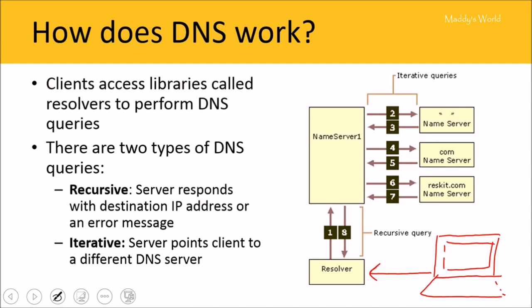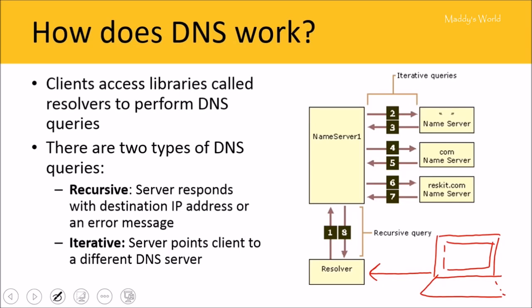Forgive me, I just messed up in my speech. Clients access resolvers, which are libraries, and then those libraries perform DNS queries. They do so by making recursive queries to name servers, right? And this name server might be located at your internet service provider, somewhere locally close to you. And so that resolver expects to see a response with either the destination IP address, like the IP address for Bing, or an error message saying, I cannot find the IP address for this specific name, okay?